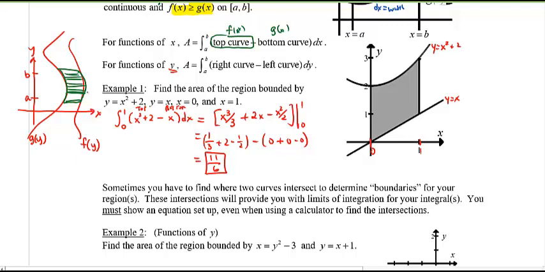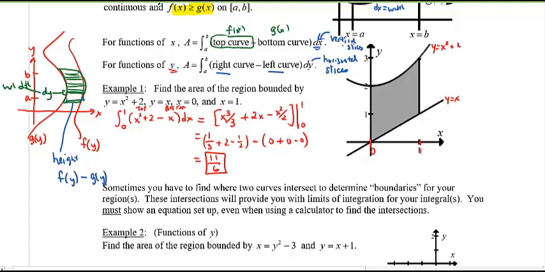Where now the width is this dy, that's our width, but our height is now the difference between those two functions. In this case, the difference from the right side function minus the left side function. That's why we have right minus left when we're integrating with respect to y. So for functions of y, this dy means we're doing horizontal slices. The dx up here, of course, means we're doing vertical slices of our region, or the pieces of bread.